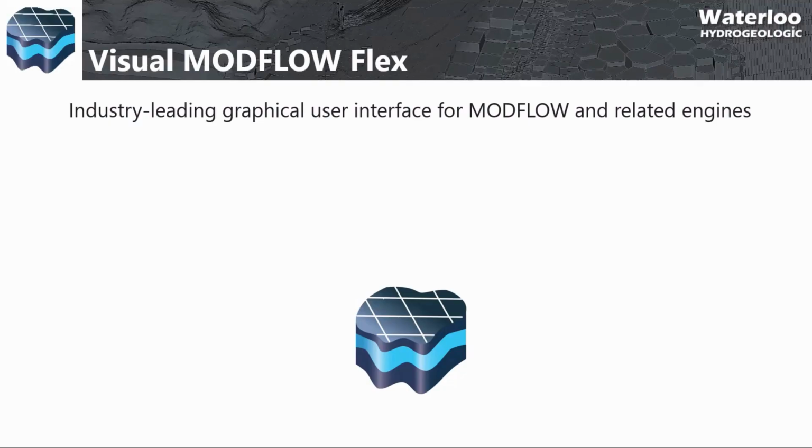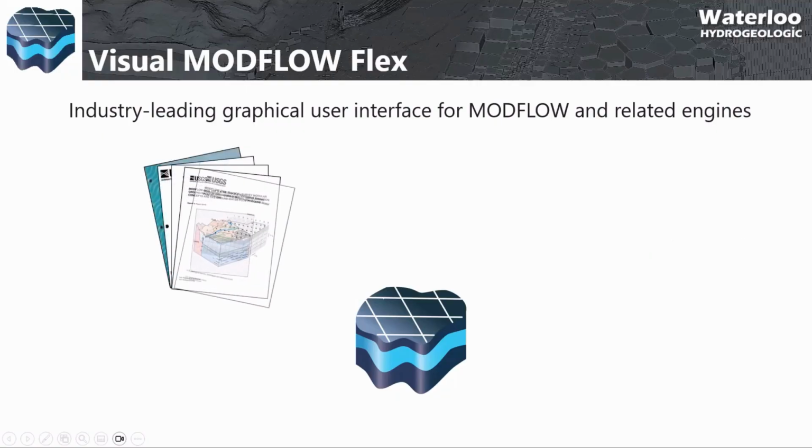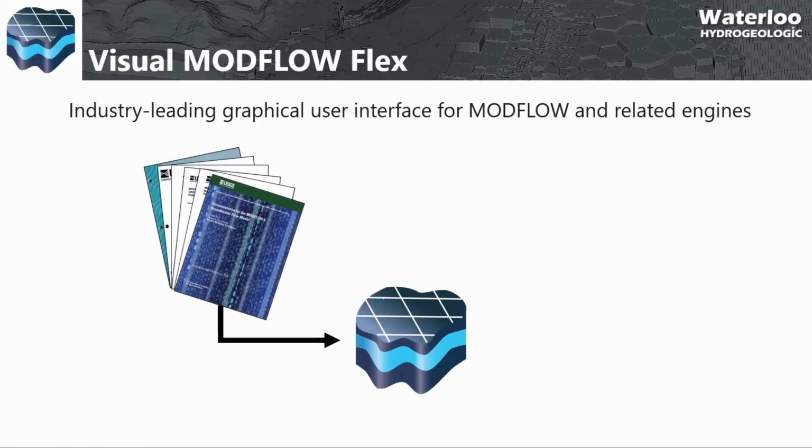Flex is an industry-leading GUI for MODFLOW, which is the numerical groundwater flow code created by the U.S. Geological Survey, which it combines with additional related codes that groundwater modelers rely on. We support many different flavors of MODFLOW, such as MODFLOW 6, MODFLOW 2005, and MODFLOW USG. All these are seamlessly integrated in the program and can be switched in between on the fly.